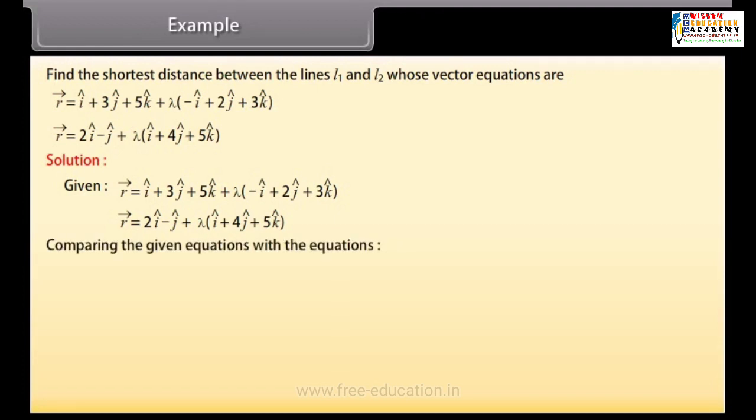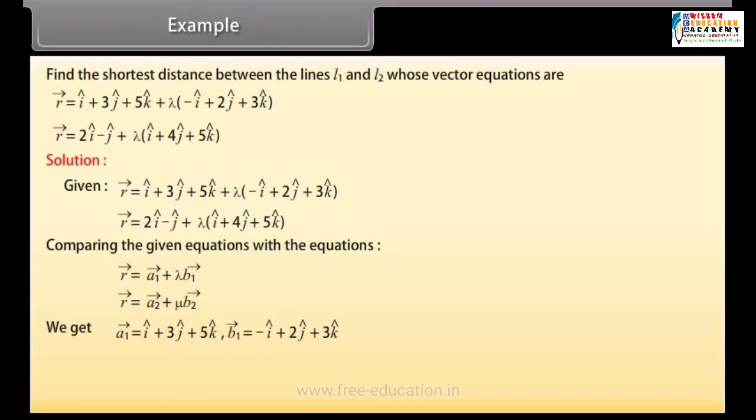Comparing the given equations with the equations vector r = vector a1 + λ vector b1, vector r = vector a2 + μ vector b2, we get vector a1 = î + 3ĵ + 5k̂, vector b1 = −î + 2ĵ + 3k̂, vector a2 = 2î − ĵ, vector b2 = î + 4ĵ + 5k̂. Vector a2 − vector a1 = î − 4ĵ − 5k̂.